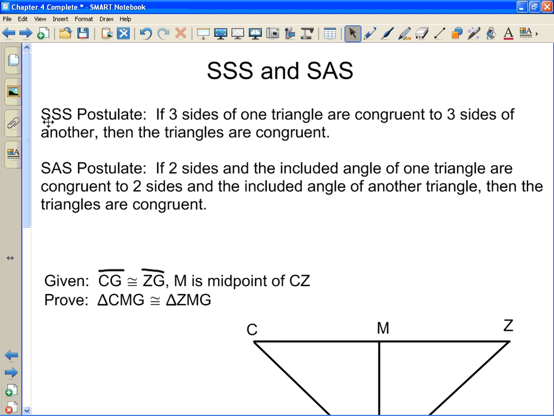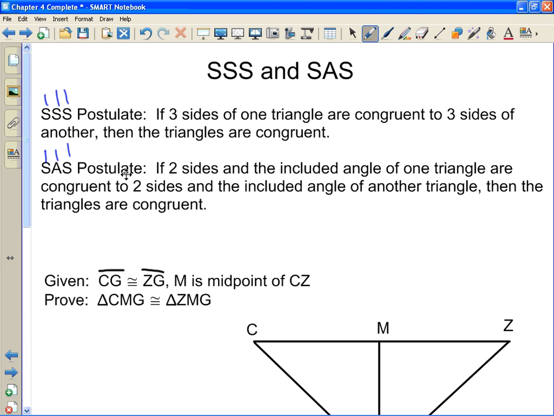So here it is in words. We have the side, side, side postulate, which says if 3 sides of one triangle are congruent to 3 sides of another, then the triangles are congruent. The other one is the side, angle, side postulate. If 2 sides and the included angle of one triangle are congruent to 2 sides and the included angle of another triangle, then the triangles are congruent. And it's pretty easy when we're doing these proofs, as long as you're labeling and marking your picture, to see which postulate you're going to use to prove that the triangles are congruent. Because if you have 3 sides, that's the side, side, side, and you can just list it as SSS. If you have a side, an angle, and another side, that's the side, angle, side.